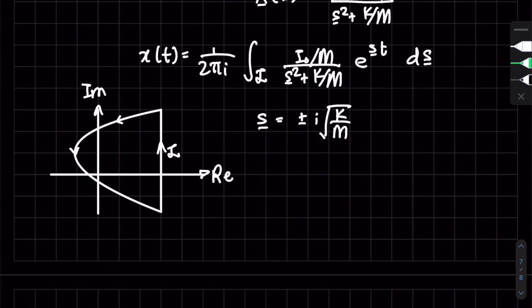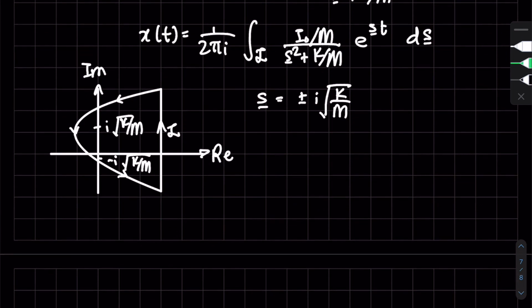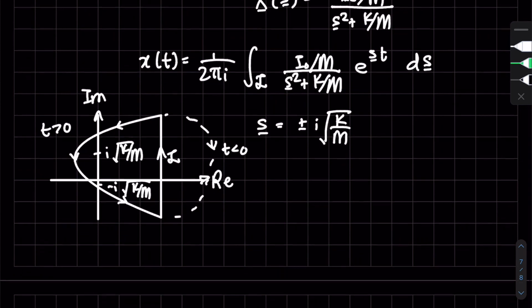So if we have something like this, we're going to have i square root k over m, minus i square root k over m. This is closing for t greater than 0. For t less than 0, it's the other way. It has no poles in it. It will be 0, and that satisfies causality if you check back again.